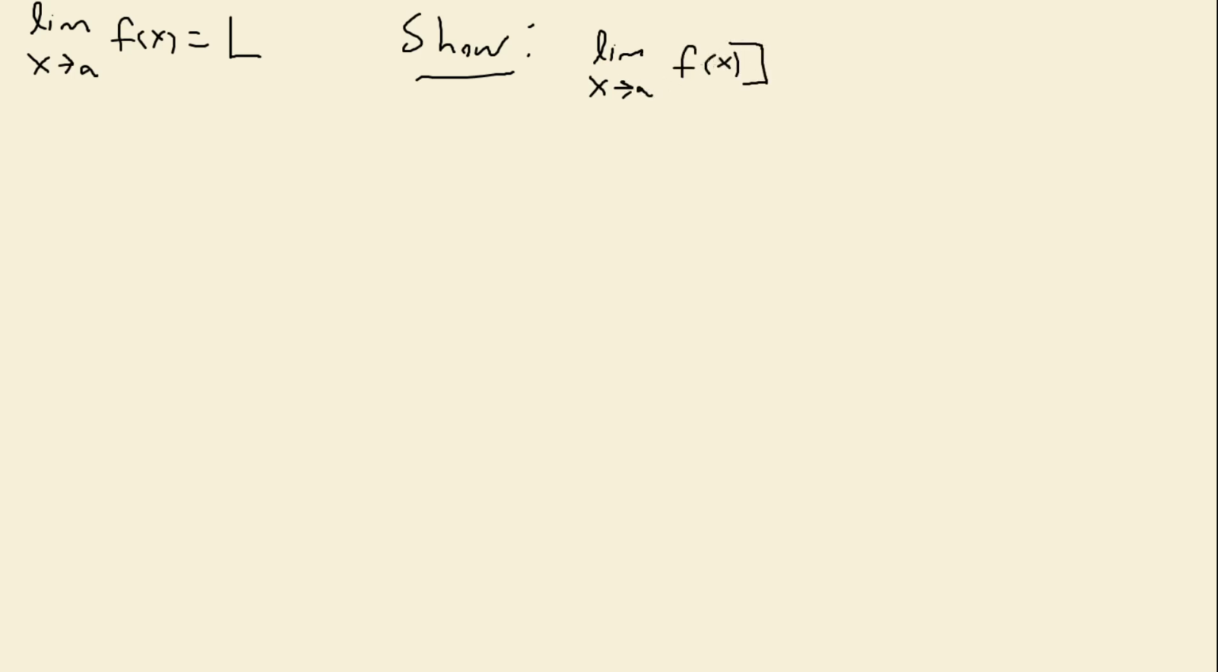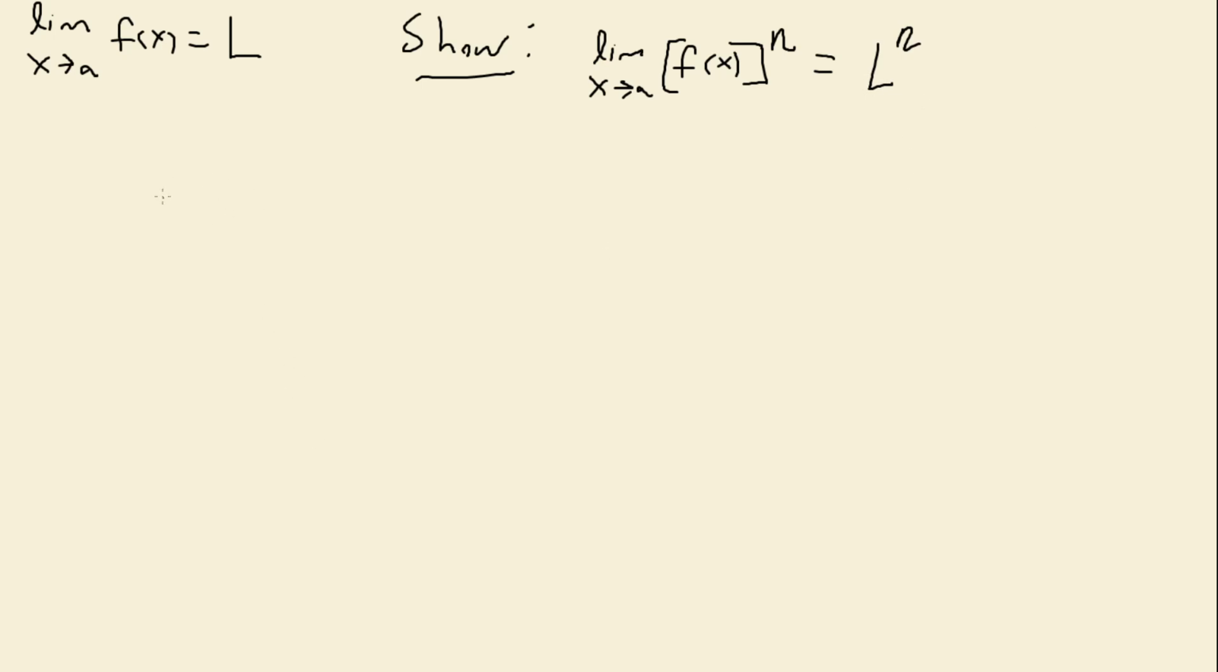We know that the limit, as x approaches a, of f of x is equal to L. And we want to show that the limit as x approaches a of f of x to the power of n is going to be equal to the limit of this to the power of n, which is just L to the power of n. And we're going to prove this by induction.